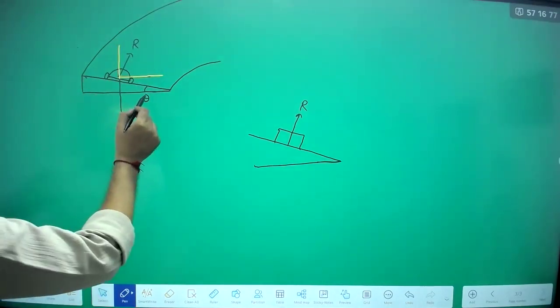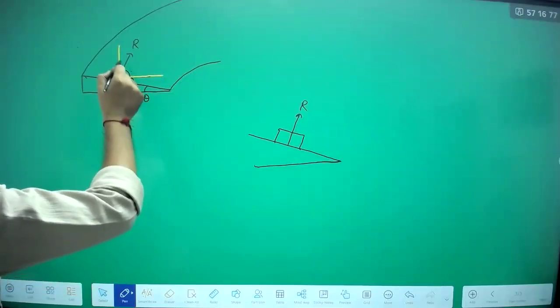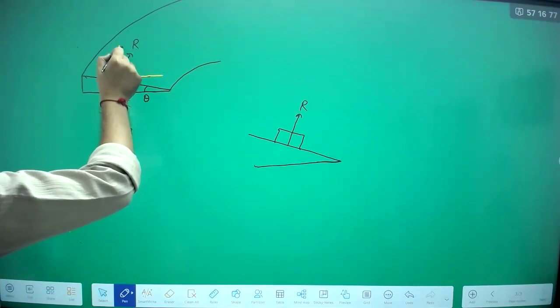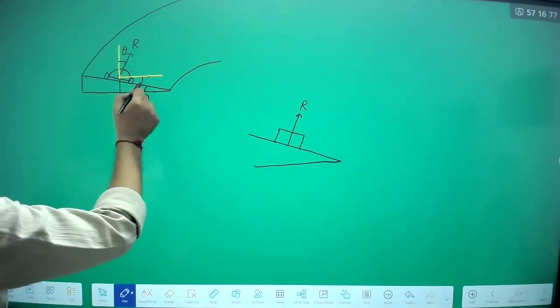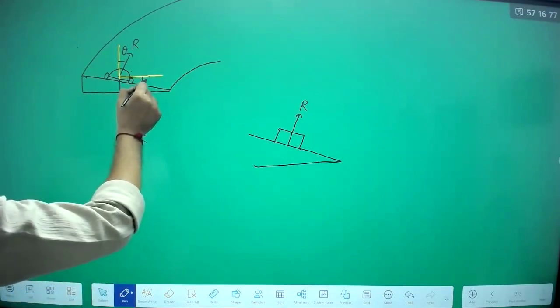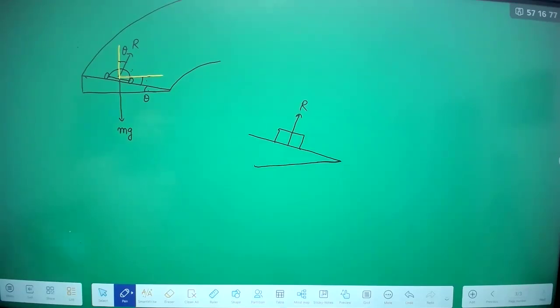If this angle is theta, then here this will be theta, this will be 90 minus theta, and this angle will again be theta. So here try to understand this angle. This will be theta, this is theta, this is theta, this is 90 minus theta. So this will again be theta.